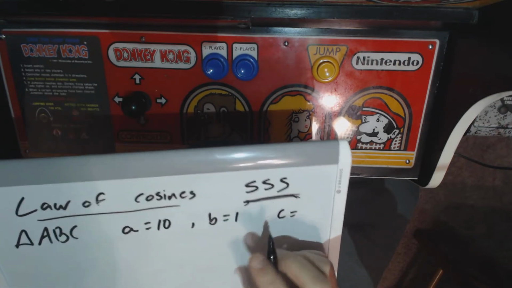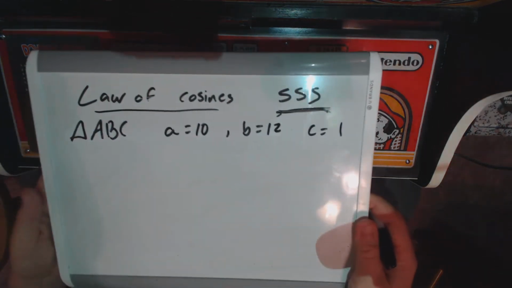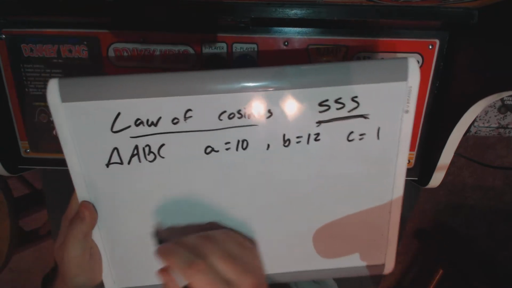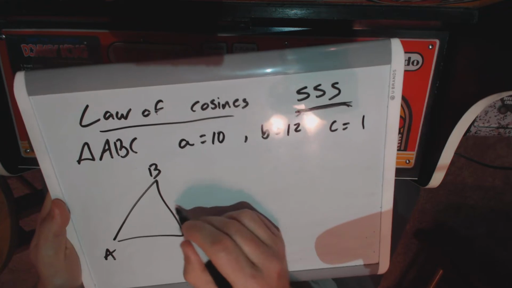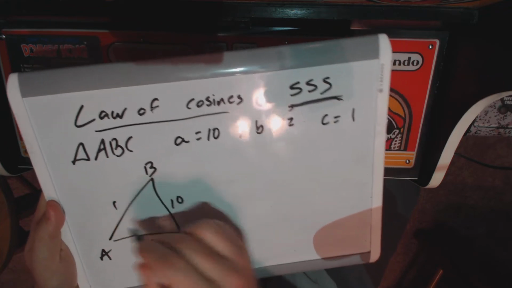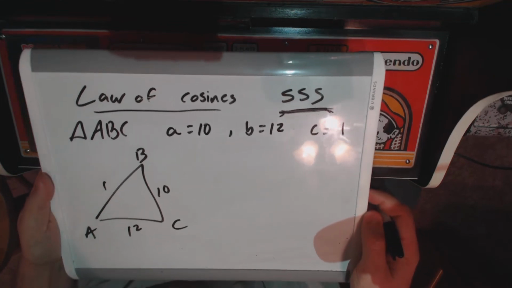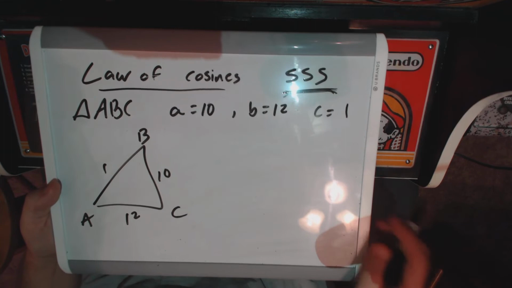Let me change that: 10, 12, and 1. Okay, so draw a little triangle A, B, C. You've got 10, 12, and 1, right? Let's say you want to solve for the largest angle first. Which one of these would be the largest angle?